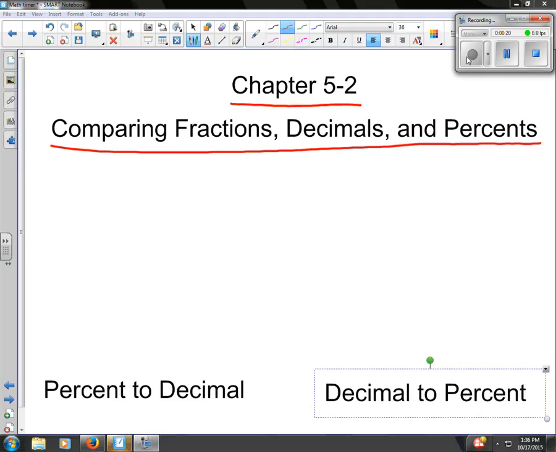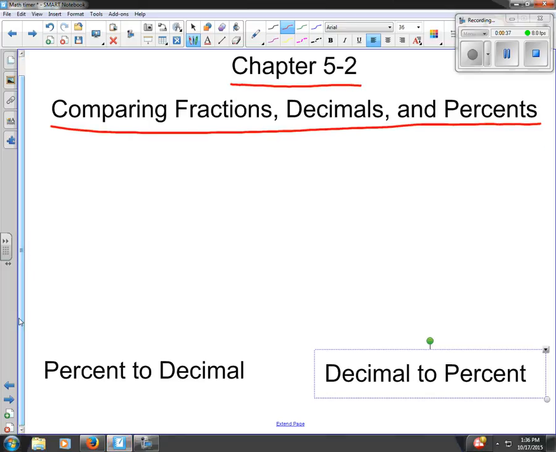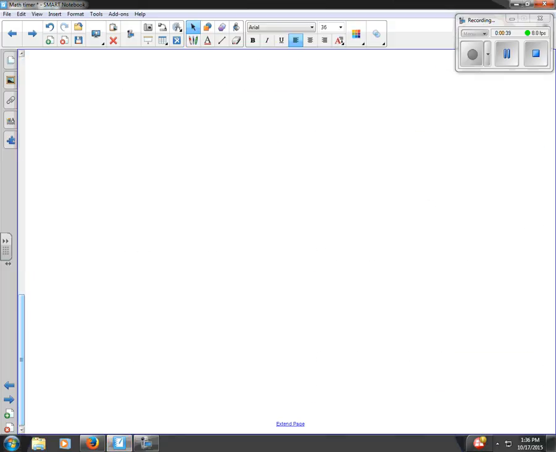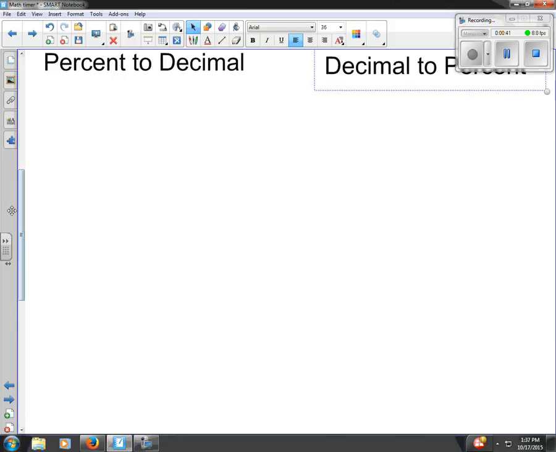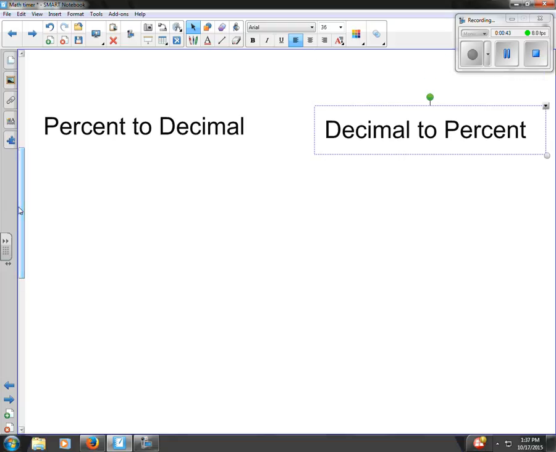Okay, so to compare fractions, decimals, and percents, you have to have a common format. So either you have to change everything to fractions, change everything to decimals, or change everything to percents. It doesn't matter, but you've got to be able to do all of the above, okay? There are tricks to this, especially with percents to decimals. Percents to decimals is really easy. You're just moving the decimal.